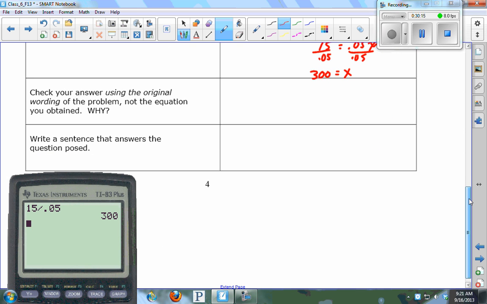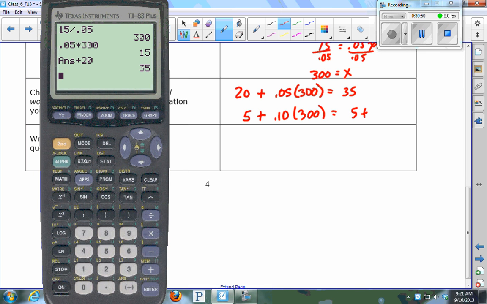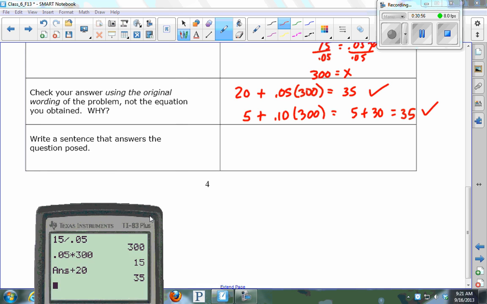300 text messages. Check your answer using the original wording of the problem, not the equation you obtained. So if I take $20 and I have 5 cents per text message and I send 300 text messages, let's see what that gives me. 0.05 times 300 equals 15 bucks. Then I add my monthly fee. That's 35. Now I do my other plan. $5 plus 10 cents times 300 is 5 plus 30, which is 35. They work! One side equals the other.